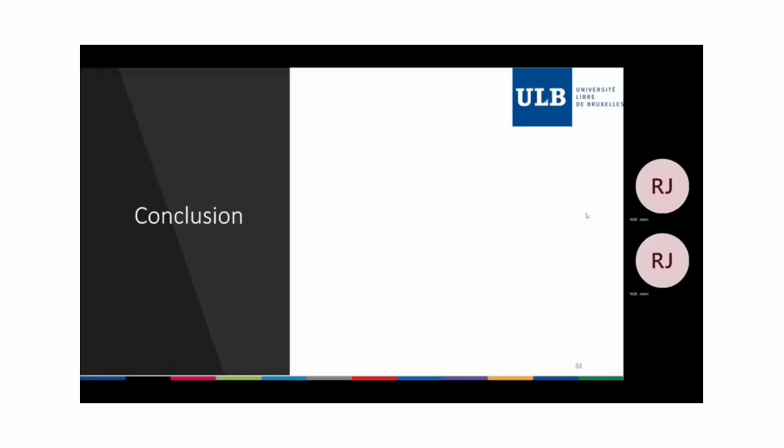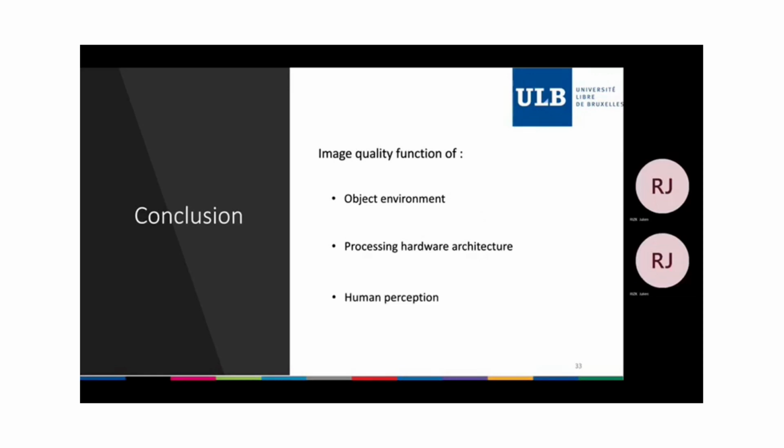In conclusion, image quality is a function of object environment, such as type of scene geometry, lighting conditions, etc. A function of processing hardware architecture, such as imaging device, image processing and transmission system, and a function of human perception, such as observer adaptation state, viewing conditions, and expectations.